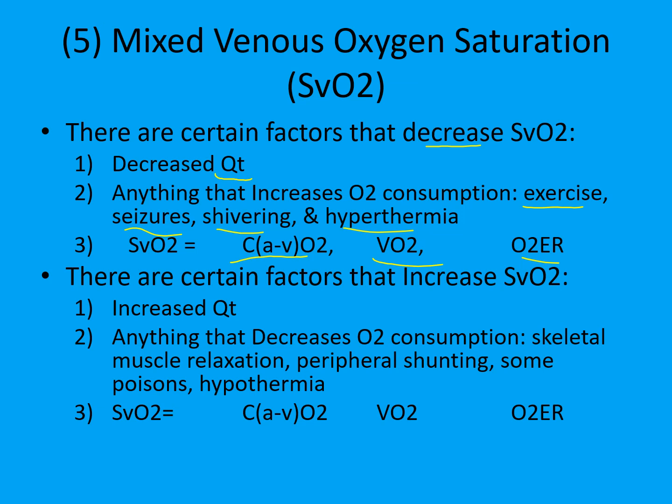What would increase their venous saturation? Well, if their blood pressure increased, right, less dwelling time at the tissue level, that means there's less time for the blood to have oxygen extracted from it by the tissue, so that would increase venous saturation, or what's left over. And then, of course, anything that decreases consumption, like paralytics or shunting or poisons or hypothermia.